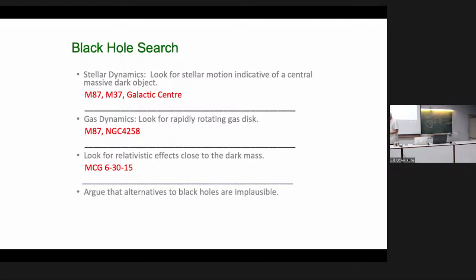What I've done is give you these arguments to establish that there is a supermassive black hole at the center of a galaxy. And how do you look for them? How do you search for them?